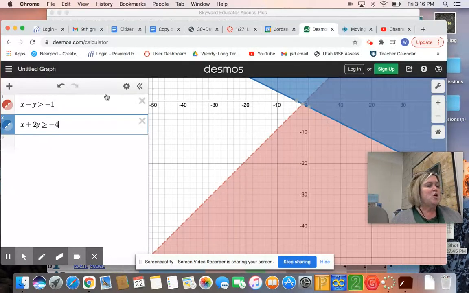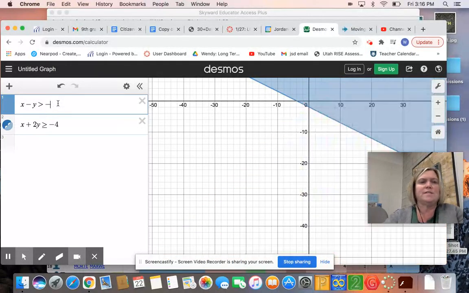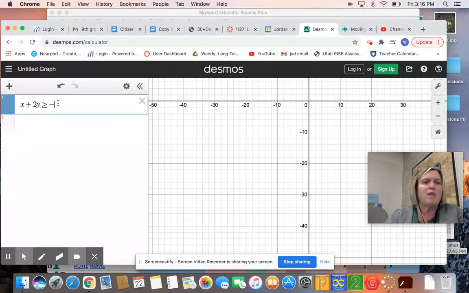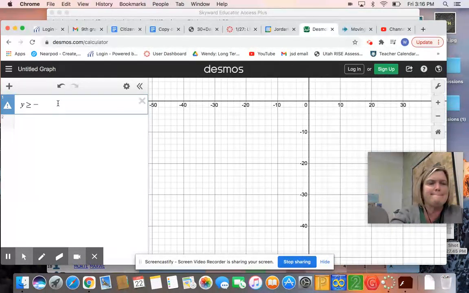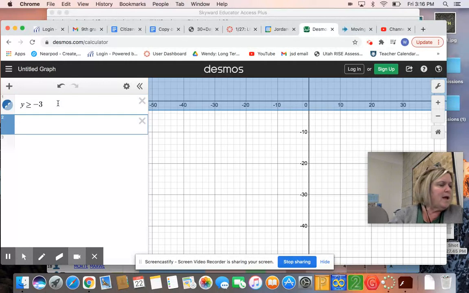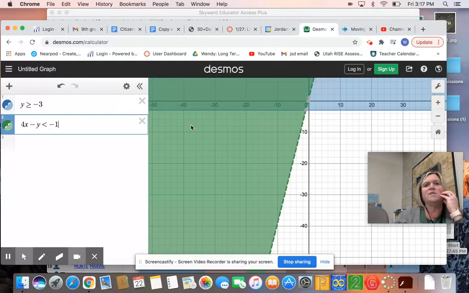Okay, turn your paper over. Let's get busy on the next one. Number 9 is y is greater than or equal to -3, and then we have 4x minus y is less than -1. Remember, it solves y for you.